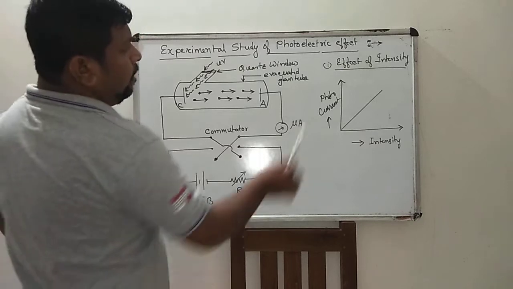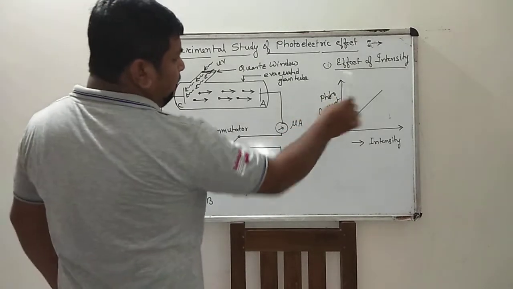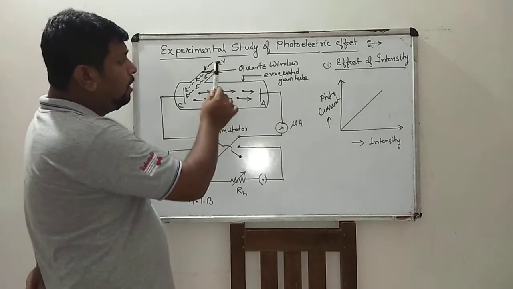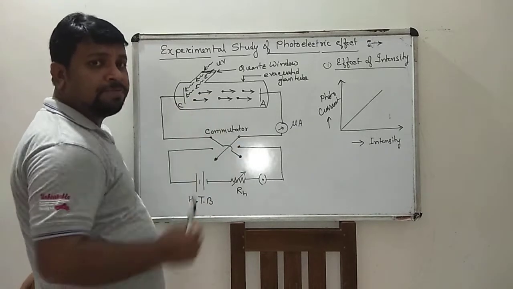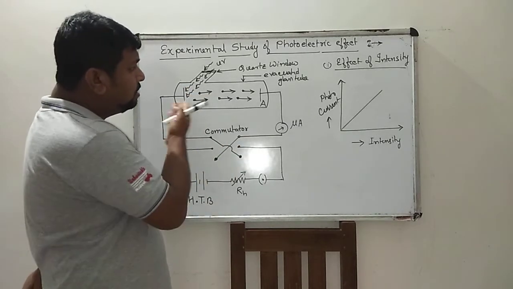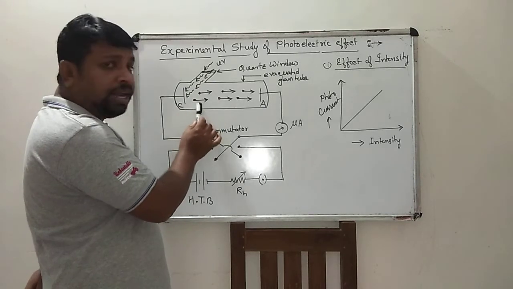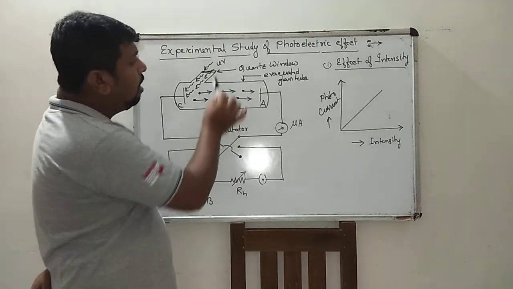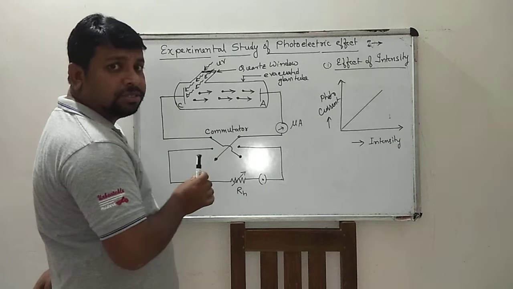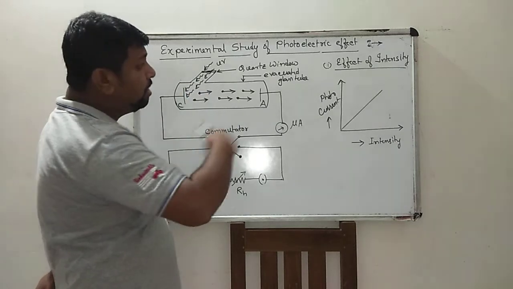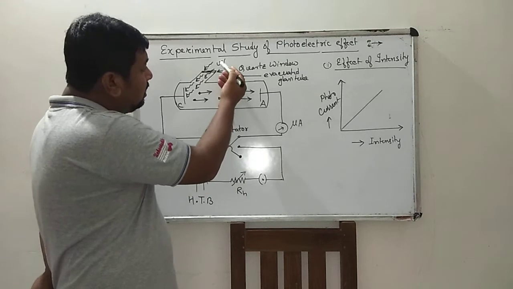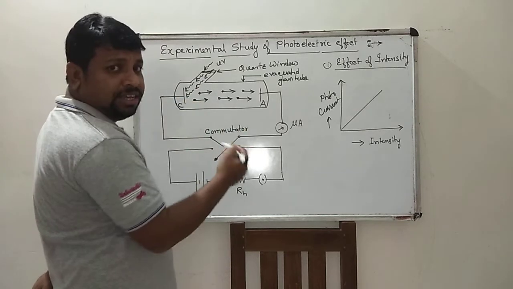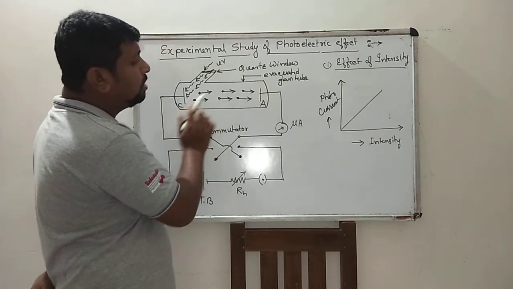So here we see the effect of intensity. If the intensity of the light radiation having frequency more than threshold frequency is increased, then the amount of photoelectrons ejected from cathode to anode increases. That means the intensity of the light radiation incident on the cathode plate is increased, so the amount of photoelectrons ejected from cathode to anode increases.